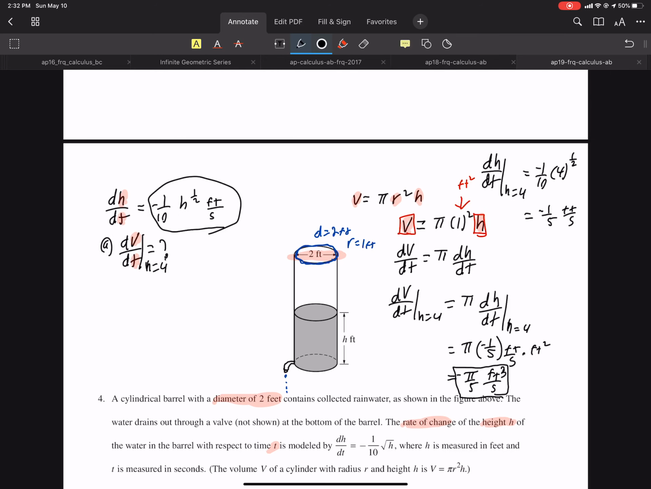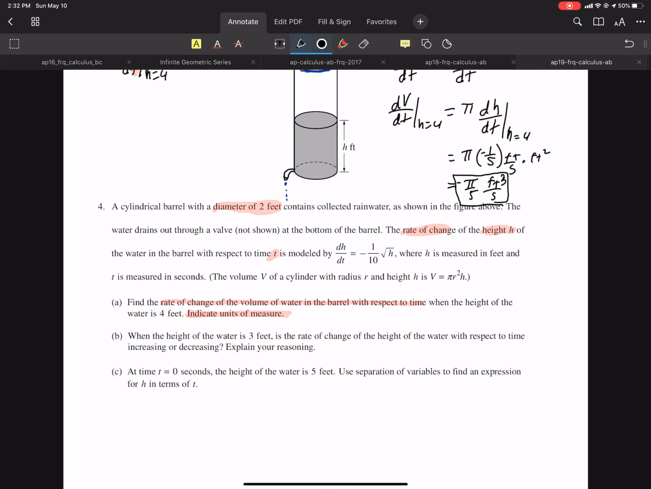Let's move on to part B. Part B is asking us when the height of the water is 3, is the rate of change of the height of the water with respect to time increasing or decreasing? Do you see the key words there? I hope you do, because there is definitely a key word there. Increasing or decreasing. And you should think immediately, oh, is the derivative positive or negative? That tells you increasing, decreasing.